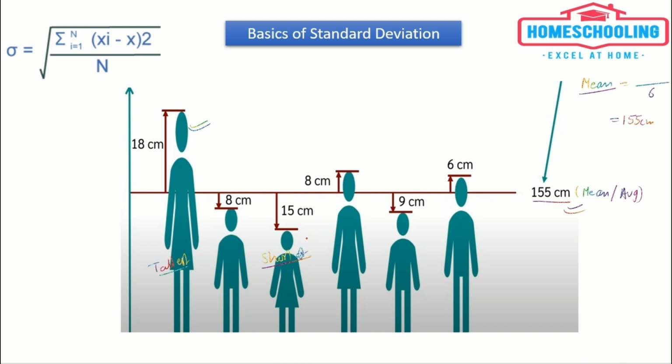Then this person has second highest. Then 9 centimeter, this is third highest standard deviation. And these two are fourth highest because both are having 8 centimeter standard deviation. And this person has the smallest standard deviation. So this is a basic example of standard deviation value.